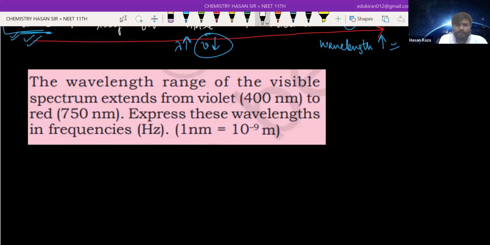The question says that the wavelength range of visible spectrum extends from 400 nanometer to 750 nanometer. This is your violet and this is your red. Express these wavelengths in frequencies. Rishita: Sir, I'm still doing. Okay, please do it. I'm waiting.